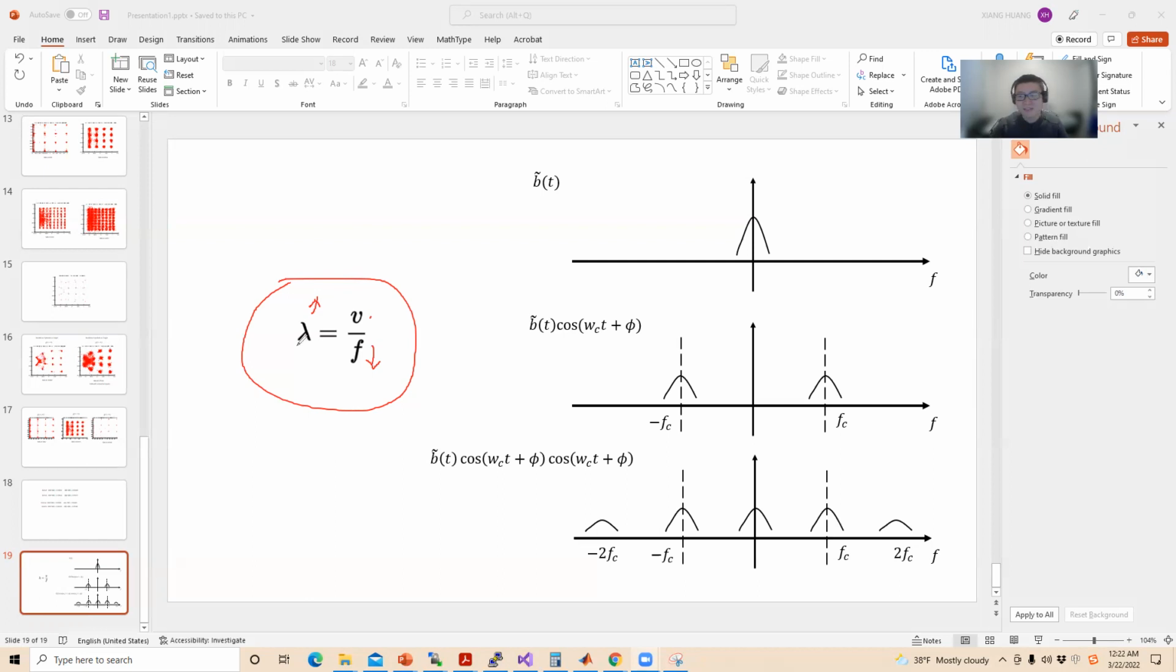So that's why, as you can see in our cell phone, the antenna is very short, which means the transmitted wavelength is very short. So the transmitted frequency should be very high. That's why our modulation just converts the baseband signal into a high frequency signal. Yeah, that's the reason.